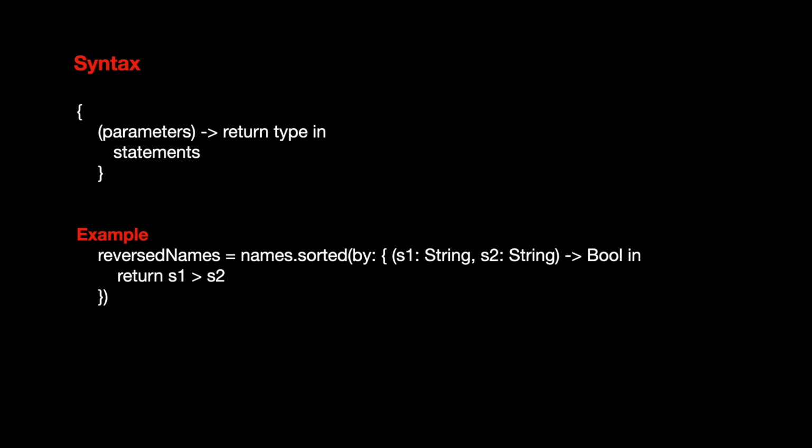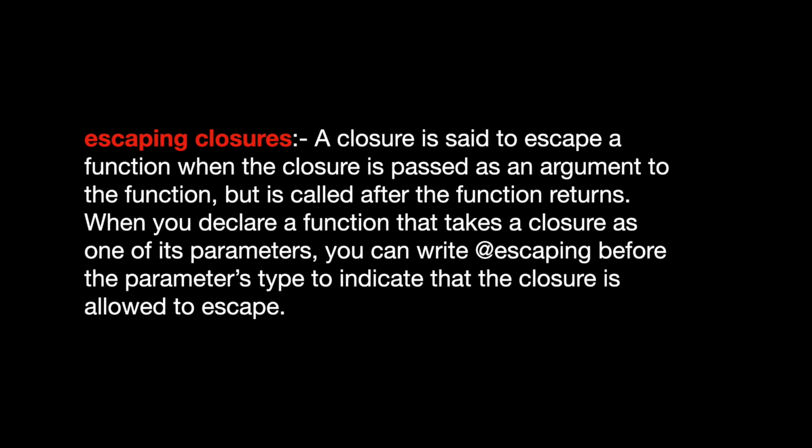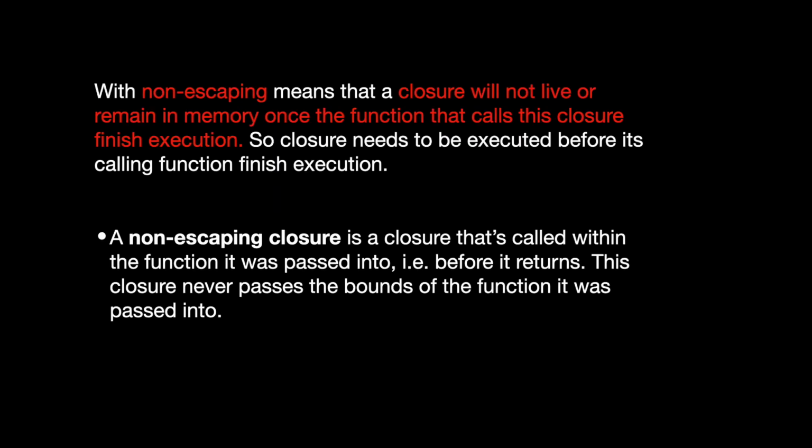So let us discuss what an escaping and non-escaping closure is. A closure is said to escape a function when the closure is passed as an argument to the function, but it is called after the function returns. When you declare a function that takes a closure as one of its parameters, you can write @escaping before the parameter's type to indicate that the closure is allowed to escape. In Swift, closures are non-escaping by default. A non-escaping closure is a closure that is called within the function it is passed into, that is, before it returns. This closure never passes the bound of the function it was passed into.